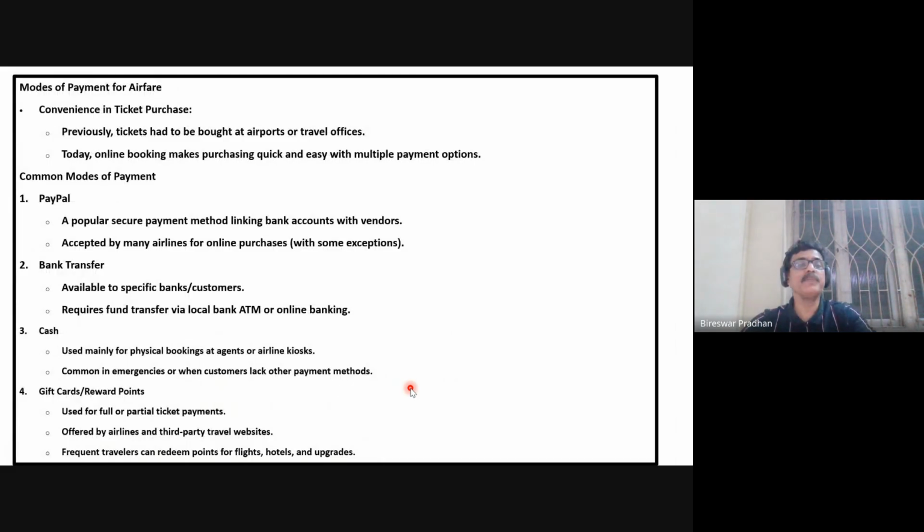Now we come to the mode of payment of the airfare. What is the mode of payment? We can pay by cash, debit card, credit card, or others. Convenience in ticket purchase. Previously, tickets had to be bought at the airport or travel offices. Today the scenario has changed: online booking makes purchase quick and easy, with multiple payment options. A common mode of payment is PayPal, a popular secure payment method linking the bank account with vendors, accepted by many airlines and online purchases with some exceptions.